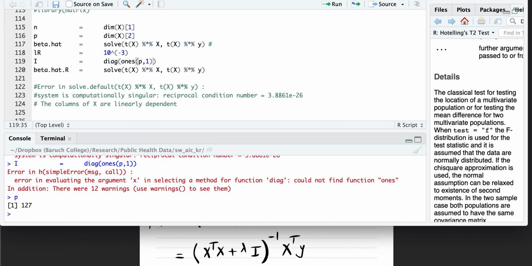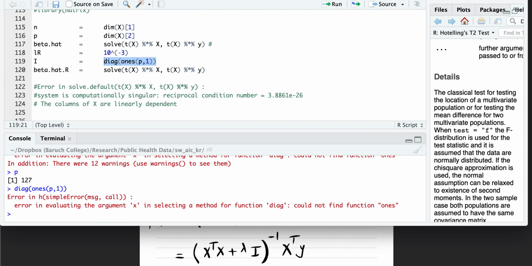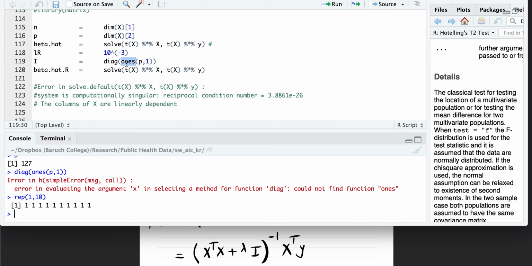P is 127. So what's the problem with this? Sorry, ones. I'm mixing different languages, and we don't have ones here. Okay, and I'm mixing MATLAB. So we have rep 1 p. So we repeat that. Okay. So I need rep 1 p. That's it.